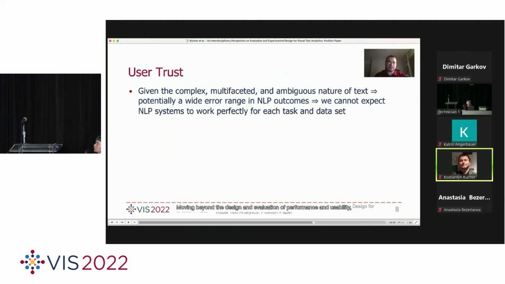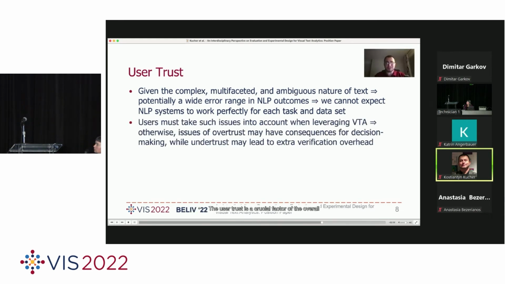Moving beyond the design and evaluation of performance and usability, we should also consider the potential errors that NLP models could make given the noisy real-world data, and also the implications of such errors for the user's decisions. The user trust is a crucial factor of the overall performance, usability, and adoption of VTA solutions, which might all be affected negatively if the user relies too much on the model's outputs or does not trust them at all and spends additional time and effort for double-checking such results.